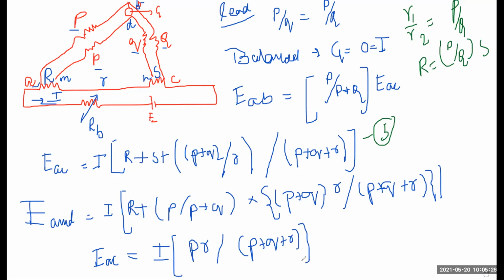Something like this. Okay, so this we can put as equation 4. From my previous class, these are the two equations, equation 1 and 2, equation 3, equation 4. Now suppose the galvanometer is 0, G is equal to 0, then what equation will come?